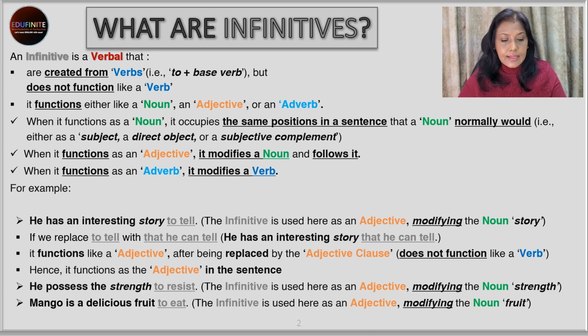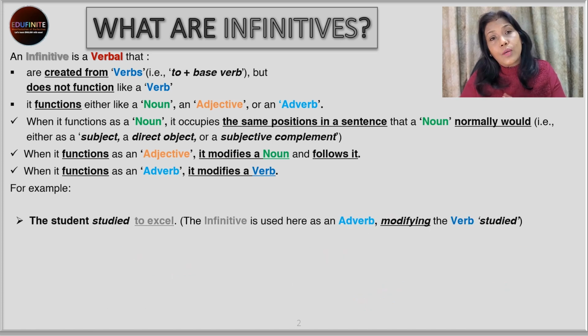Now the next sentence. Mango is a delicious fruit to eat. Now, what will you eat? The fruit. So, to eat, as it is very identifiable, that's the infinitive, to plus the base verb eat. So, what is it modifying? The fruit. The word fruit. So, since it is modifying fruit, which is a noun, it is functioning as an adjective.